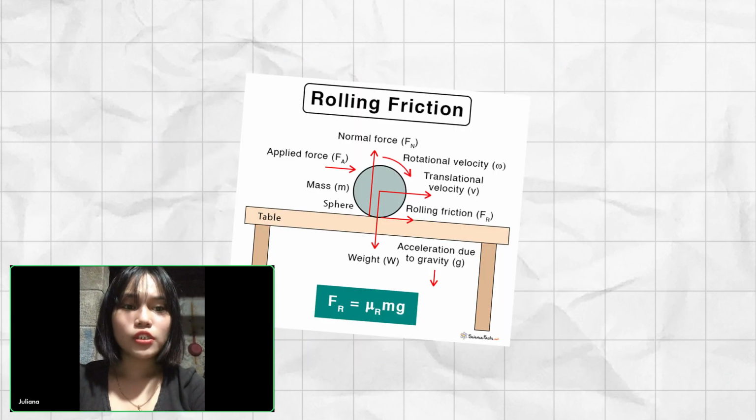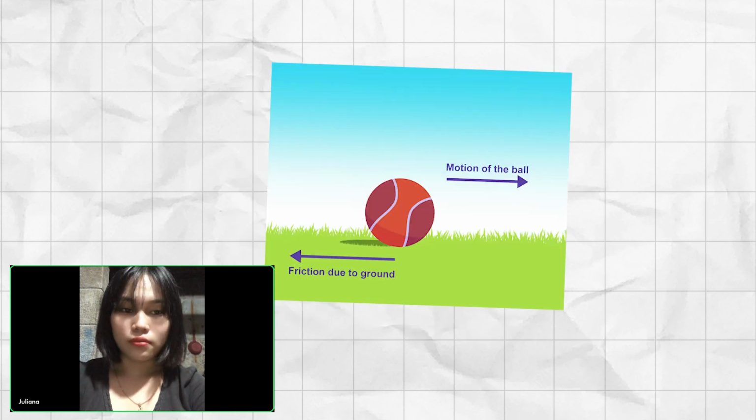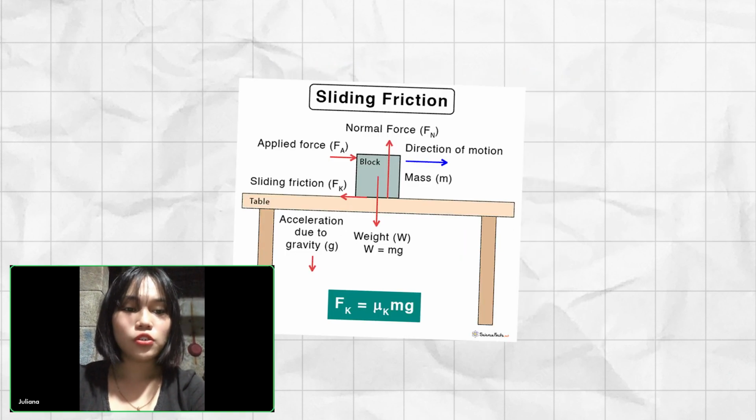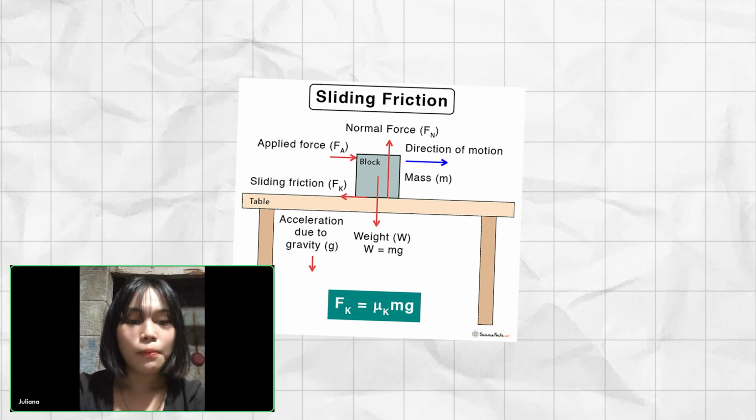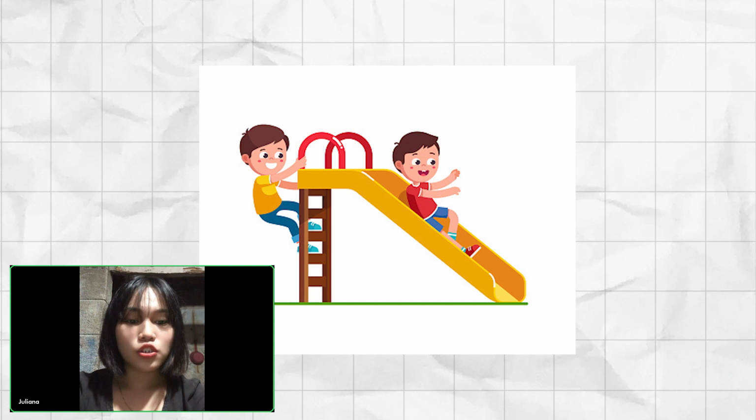Moreover, rolling friction is where the object is being used with wheels or the rolling of balls. An example of rolling friction is a ball rolled on the ground. Sliding friction is also known as kinetic friction. It is a type of friction needed to keep a surface sliding along another surface of an object. An example of sliding friction is a child sliding down a slide at a children's park.